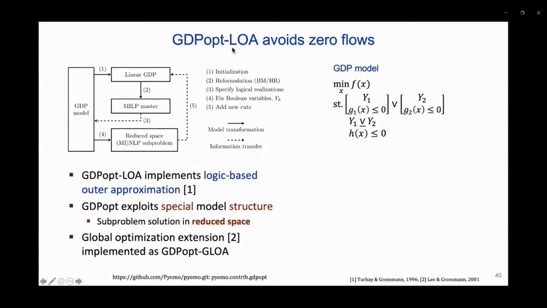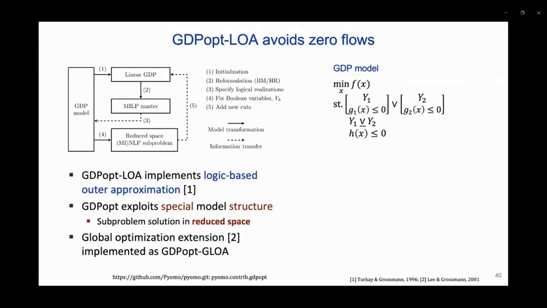So here, the basic algorithm, as we'll see, is a logic-based outer approximation, basically an outer approximation but based on logic. And the key concept is that we'll work with a reduced space. As you'll see, the GDP will generate a linear model that will then give rise to an MILP. Okay, and I'll show you in a second more detailed steps, but once you have the several subproblems for the master, then you solve a reduced NLP problem. You don't need to solve the full space problem as we saw in that little example.